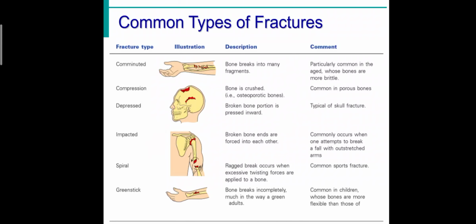Impacted, broken bone ends are forced into each other. Commonly occurs when one attempts to break a fall with outstretched arms. Spiral, break occurs when excessive twisting force is applied to a bone. Common sports fracture. Greenstick, bone breaks incompletely, much in the way a green twig breaks. Common in children whose bones are more flexible than those of adults.